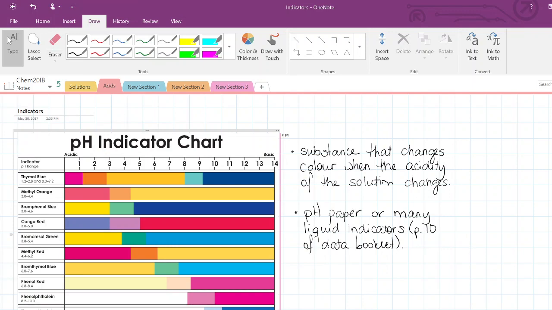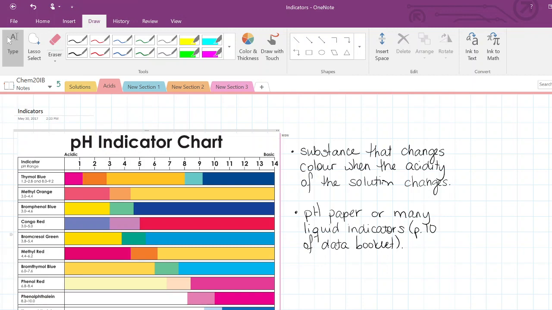It's 3.0 or below. If I were to put that same indicator into a base, let's say something with a pH of 12, that bromophenol blue would turn a blue color. Now that doesn't tell me what the pH of my solution is. All it tells me is that the pH is somewhere between 4.6, because that's the upper end of my scale, and it could be anywhere up to a pH of 14. So all it tells me is that my solution is somewhere in this range. That's what indicators tell me: the range of the pH, not the exact pH.